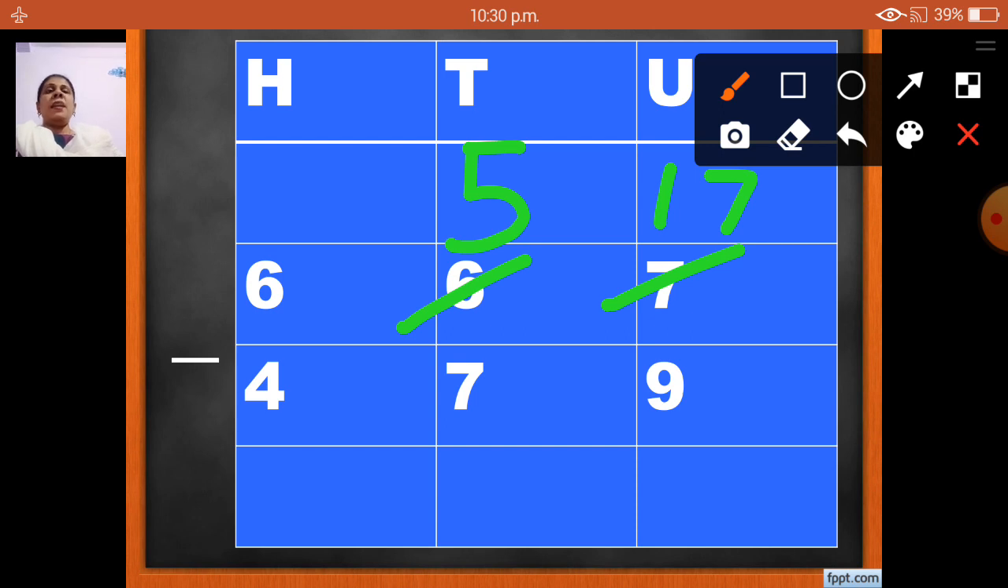So 17 minus 9. Now after 9: 10, 11, 12, 13, 14, 15, 16 and 17. What answer did I get? 8. So 17 minus 9 is 8.